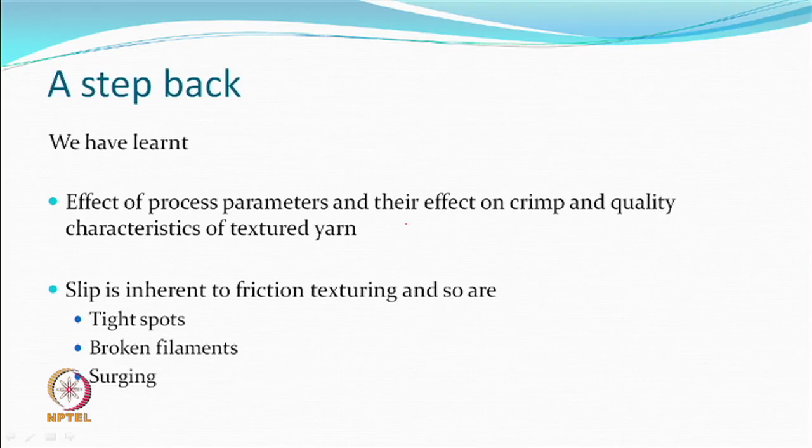So, just before, what we have seen is the effect of process parameters and their effect on crimp characteristics and the quality characteristics. So, crimp characteristic, we were talking about the crimp rigidity, quality is broken filaments and tight spots, etc. And we have learned that the way the things are, friction is going to be the way you are going to be texturing, but slip is going to be inherent in this whole process, and therefore, tight spots, broken filament, surging we will keep on expecting.